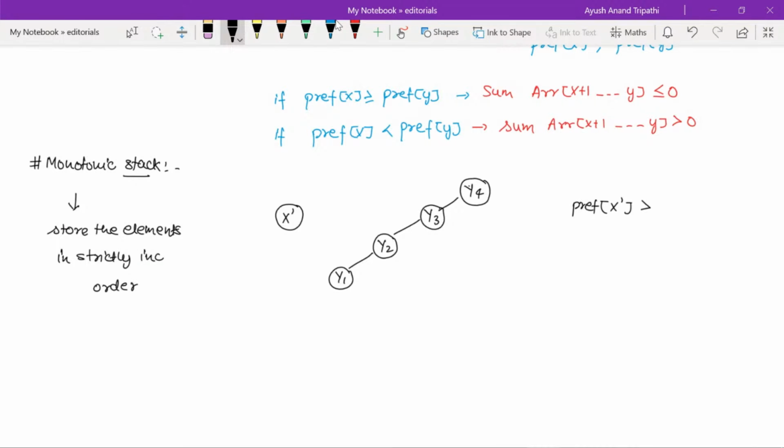So assuming that prefix of x dash is greater than prefix of y1, and also greater than or equal to prefix of y2. In this case, my claim is that we simply remove this one, because from x dash plus 1 to y1, the sum is less than or equal to 0, and also from x dash plus 1 to y2, the sum is less than or equal to 0. So this cannot be my answer, so we'll simply remove it.